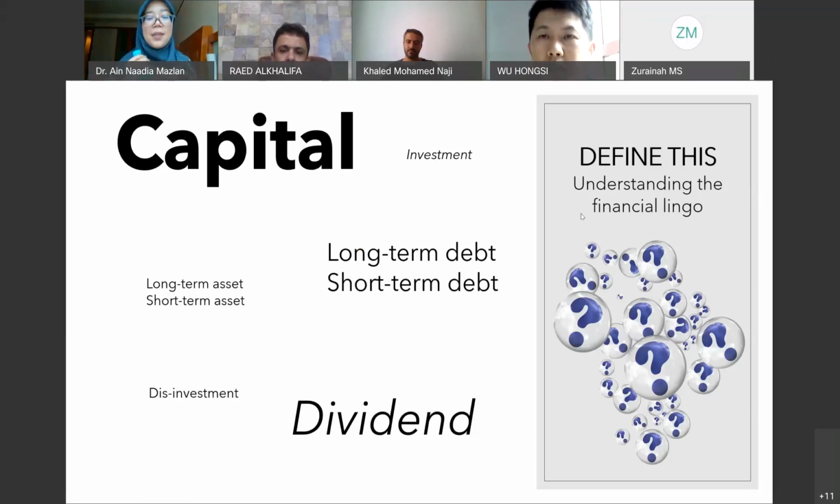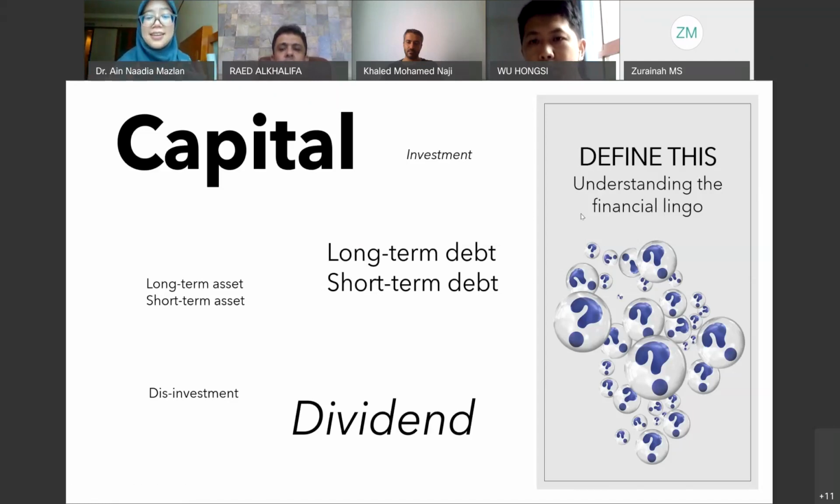And then you have debt. Debt is what you owe people. I still owe people money for my car, for my house, for some other stuff, maybe my bills and everything. That is debt, what we owe people.